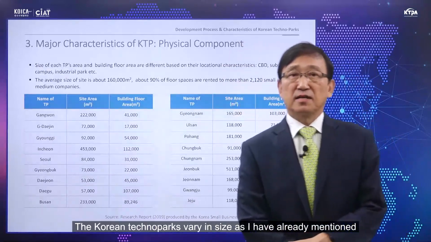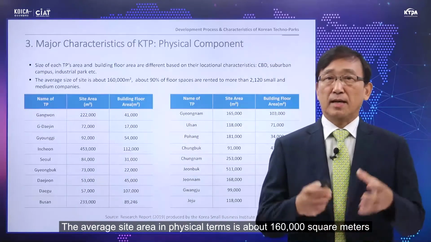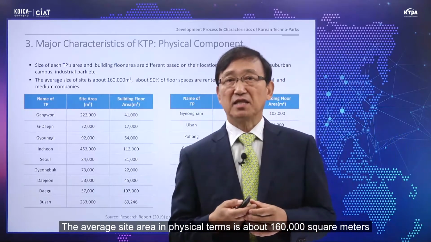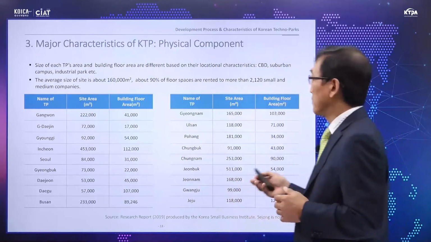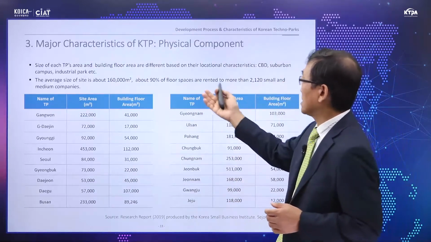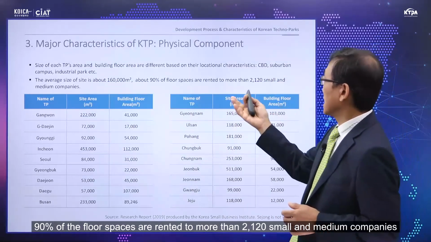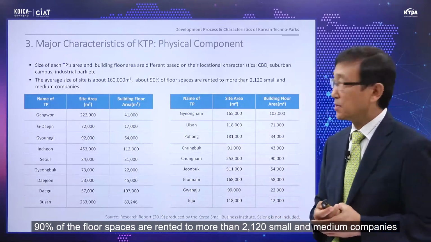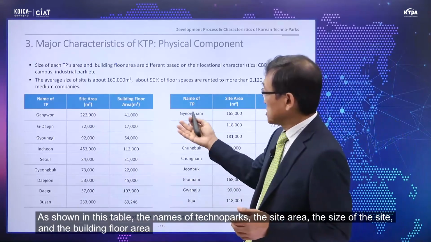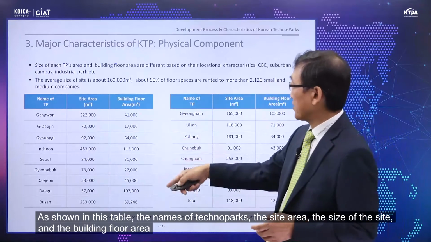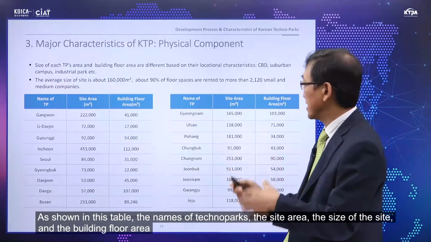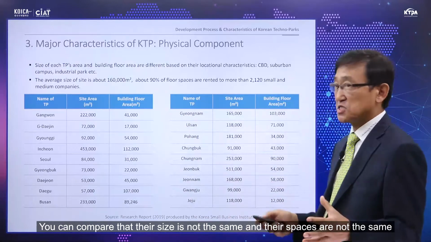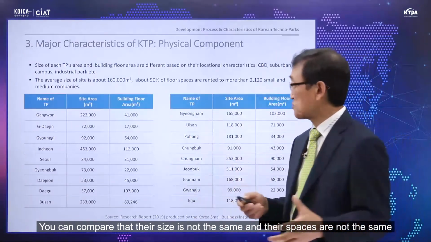The Korea Technoparks vary in size, as I already told you, and the average site area in physical terms is about 160,000 square meters. The total floor area, as you can see over here, and 90% of floors are rented to more than 2,120 small and medium companies. And as this table shows you, the names of Technoparks, the site area, the size of the site, and then building floor area. You can compare. They are not the same size, and the spaces are not the same.